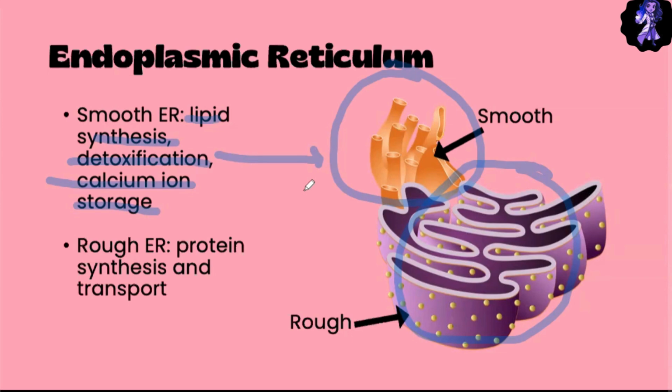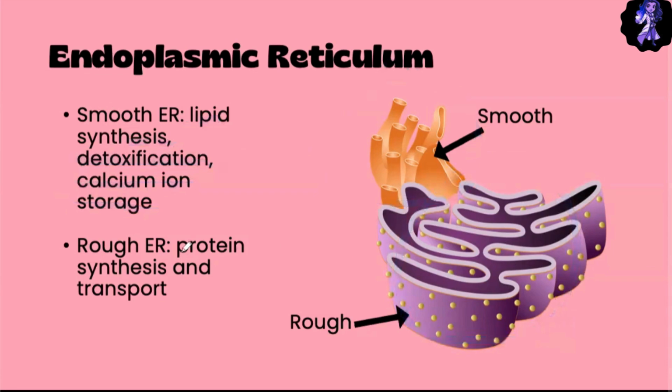Your cells in your body already do the detoxification. It naturally does that through the endoplasmic reticulum, through the smooth endoplasmic reticulum. And you also have calcium ion storage as well. So that is the smooth ER. Then you have the rough ER. So the rough ER is where proteins are synthesized and transported through.